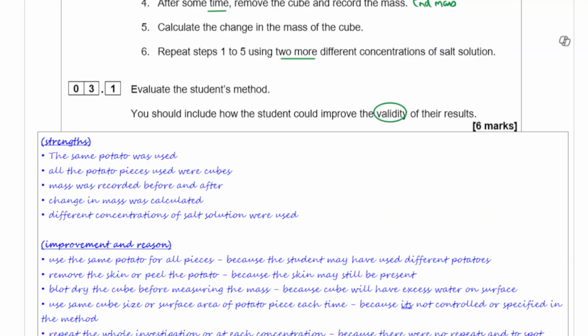The strengths are the same potato was used. We are assuming, as it says cut a piece of potato. All the potato pieces were cubes. The mass was recorded before and after. Change in mass was calculated. Different concentrations of salt solution were used. They did mention at least 3 concentrations.